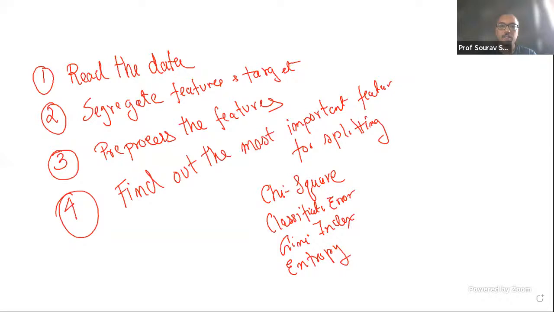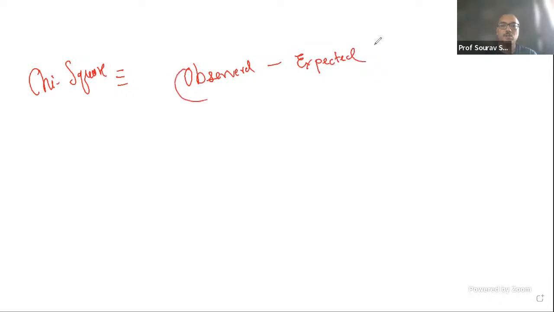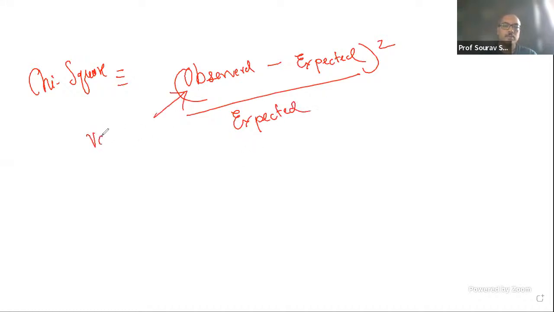So let's go back to this particular part. Firstly, the mathematical note, chi-square. So for chi-square, it is observed minus expected, whole square, divided by expected. Observed is the value in the data.